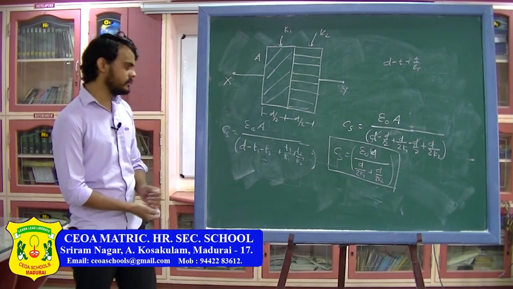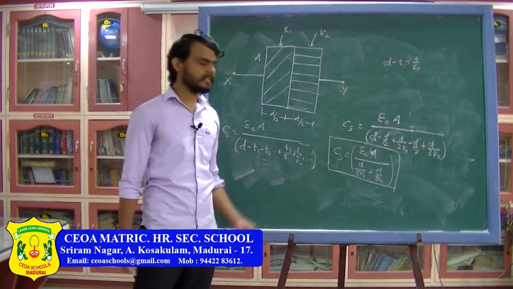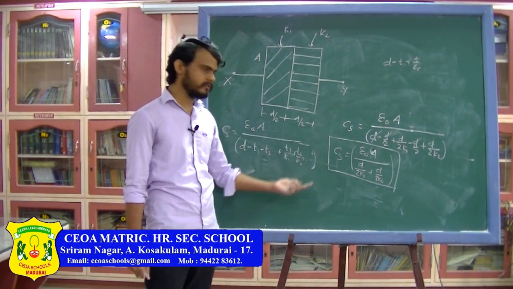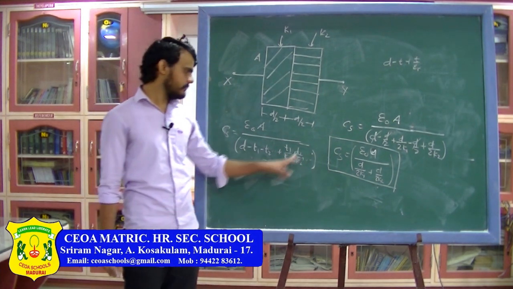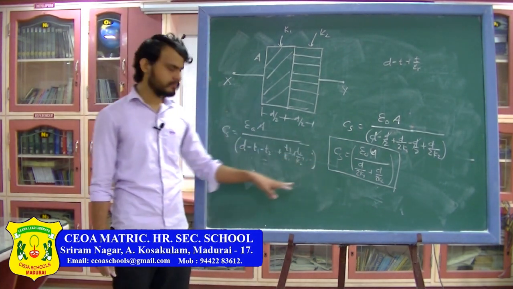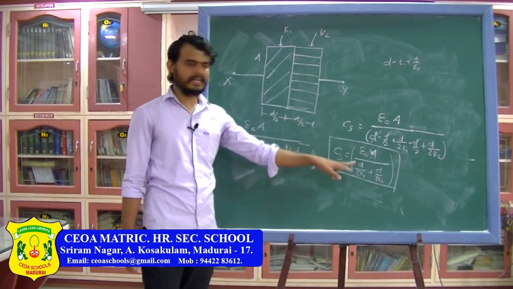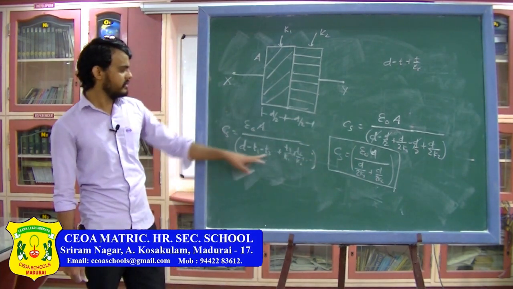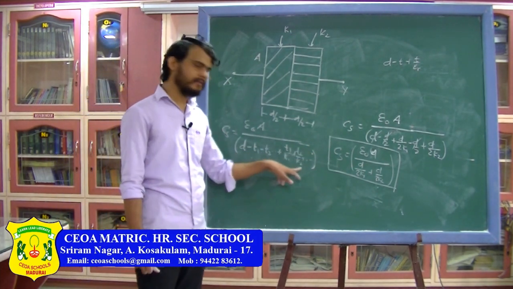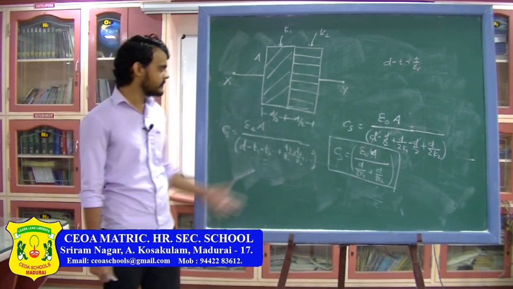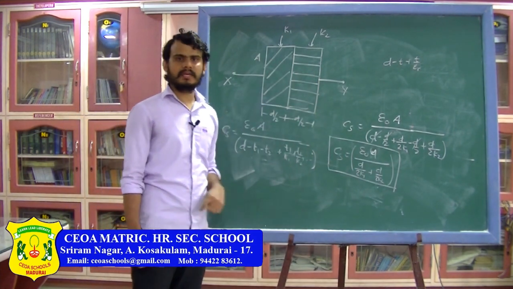Here I have used K1, K2, K3 as the dielectric constant. Here instead of using epsilon r, because we have different slabs, so I have used K1, K2, K3 and so on. So here remember this is for multiple slabs if you are inserting them between the capacitor plates, parallel to the capacitor plates.